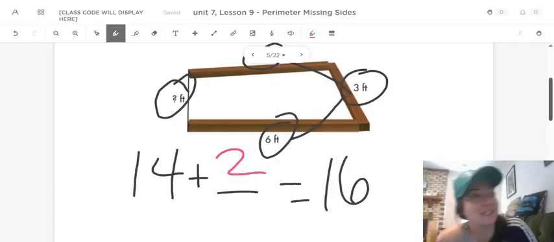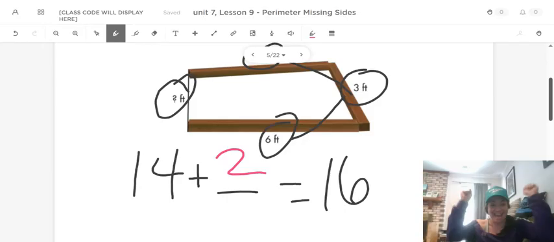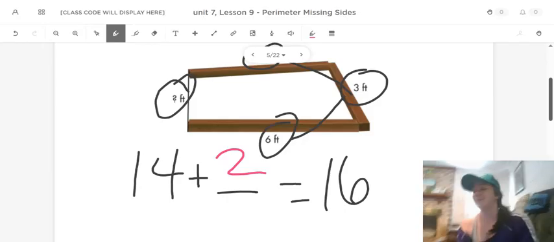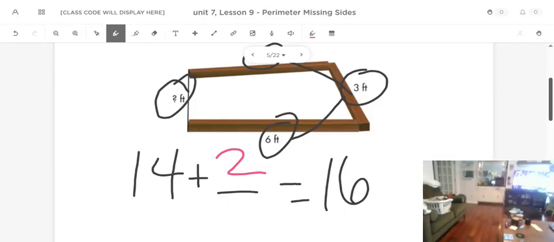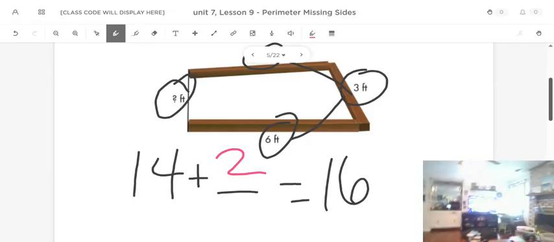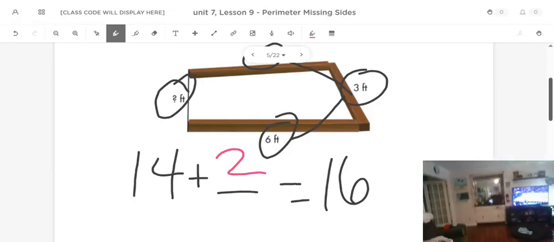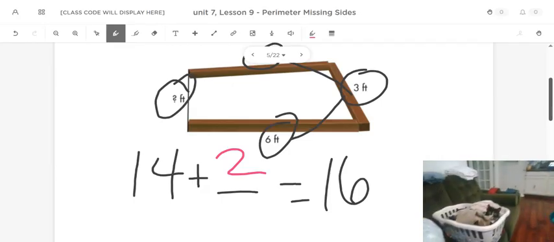Good job, Mr. Whitford. Mr. Whitford got it right too. Yay! Can you see my cat in the, let's see, can you see it? There he is. He's hiding. Look how cute he is, and then we'll go to the next part, because look how cute he is.